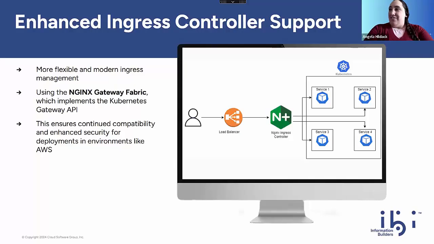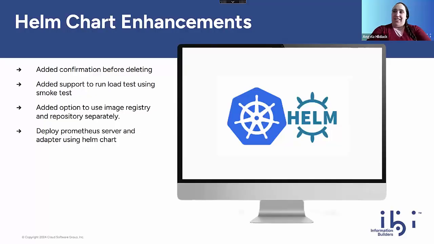Also on the container edition side, the enhanced ingress controller support uses the NGINX Gateway Fabric, which implements the Kubernetes Gateway API. Again, continued compatibility, enhanced security for deployments in things like AWS. Some other Helm chart enhancements. So again, that confirmation before deleting, if you want to delete a Helm chart, support to run a load test or use smoke tests. And then also you can deploy a Prometheus server and adapter using the Helm charts as well.